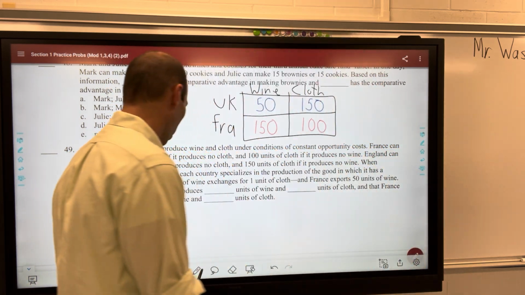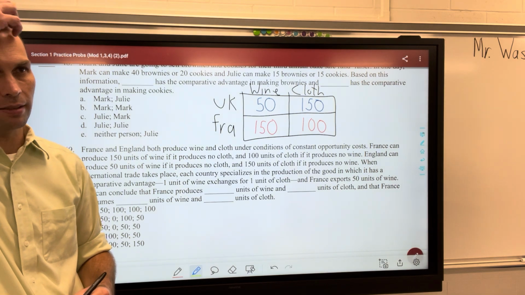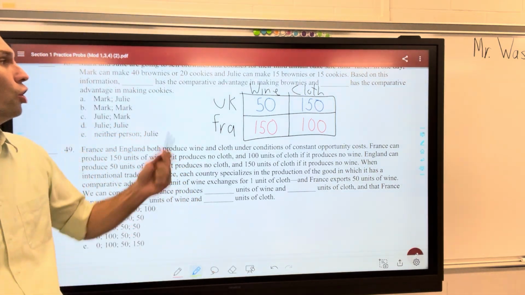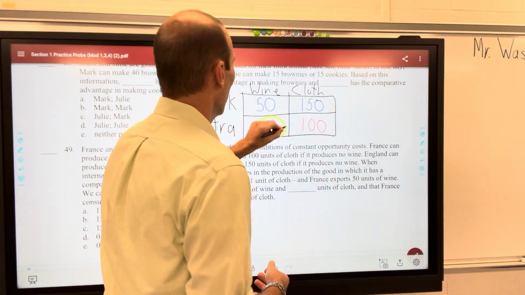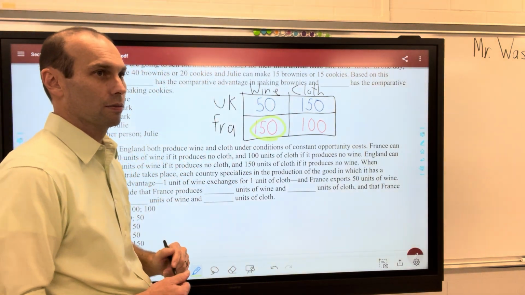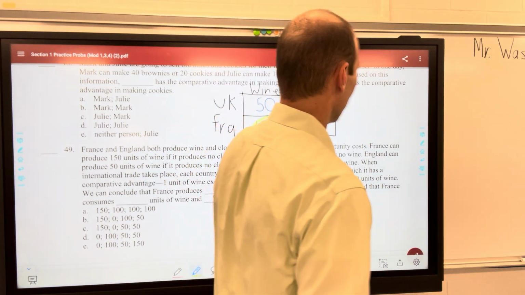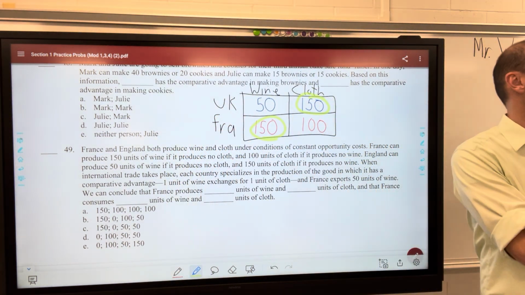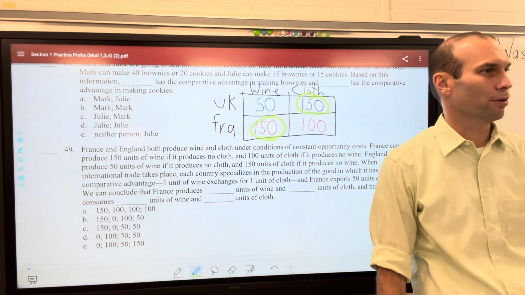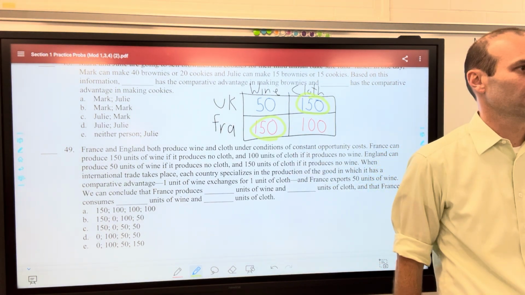All right, remember that whole absolute advantage, comparative advantage thing? Let's make this simple. Who has the absolute advantage in wine? Who has the absolute advantage in cloth? Notice how it's a different absolute advantage? If that ever happens, it usually doesn't, but if it does, that's also who has a comparative advantage. Done.